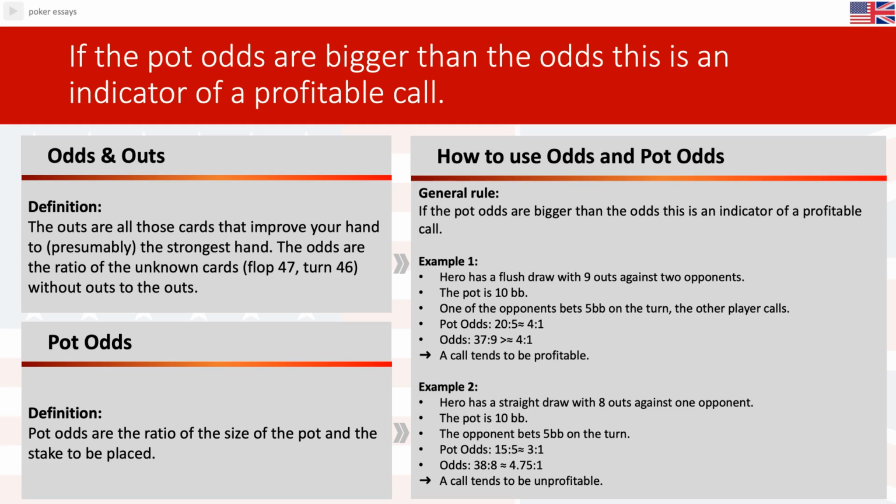Please be aware that the odds and outs are an indicator only and that there are usually more aspects that need to be considered for a final decision. In the first example, these were the potential additional winnings in case of hitting the flush. However, if you don't have any further information available, odds and outs are a very solid decision-making tool that every poker player should be able to use properly.